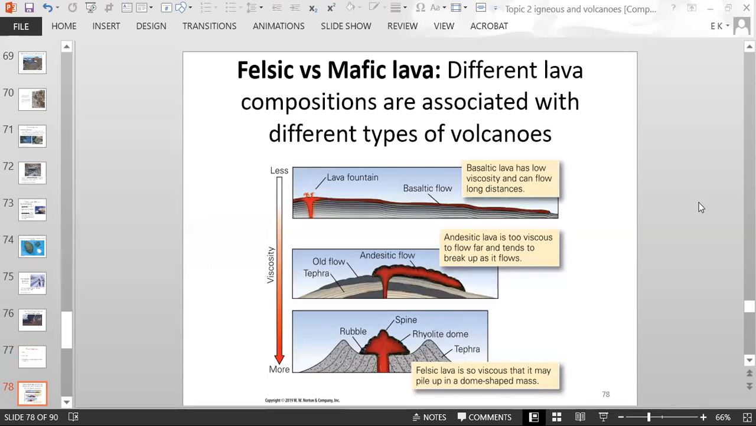And then that's related to felsic versus mafic lava. Different lava compositions are associated with different types of volcanoes. So basaltic lava has a low viscosity, so it can flow long distances. So that's going to be related to wide, big volcanoes. And then intermediate or andesitic lava is too viscous to flow far, and it tends to break up as it flows. So you're going to get not as widely extensive volcanoes.